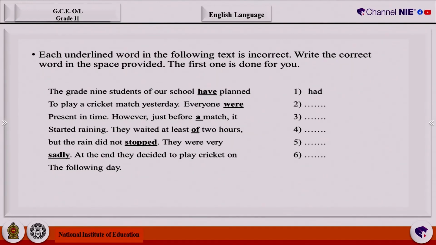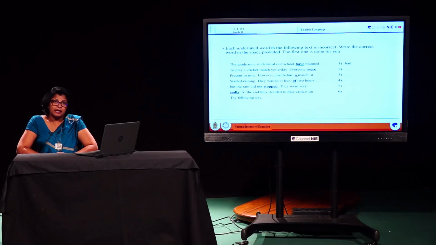So then we are going to correct other forms of verbs as well. Not only verbs, we find articles, and also we find prepositions, and also we find adverbs here. So it is a mixture of these grammatical knowledge. So you have to be thorough with all these things. So these are the things that you have to be very careful about when you are writing your answer for question number 2, or maybe it will come as question number 4.